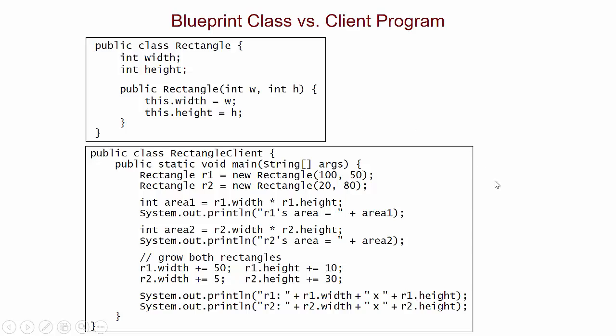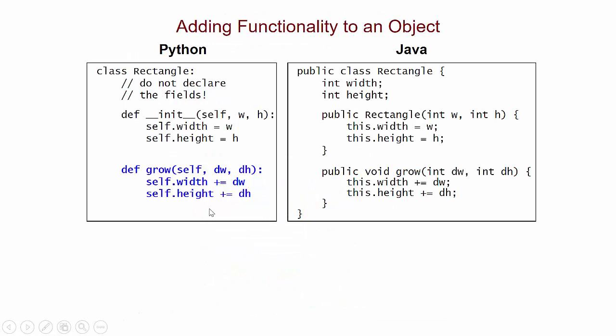So one thing we'd like the rectangle object to be able to do is to grow itself, so that rather than having to explicitly make the changes in the client, we can make a single method call that will change the dimensions for us. Here's what that might look like in Python. You can see that we're passing in parameters dw and dh for the change in width and change in height. And then those are being used to modify what's in the fields of the called object.